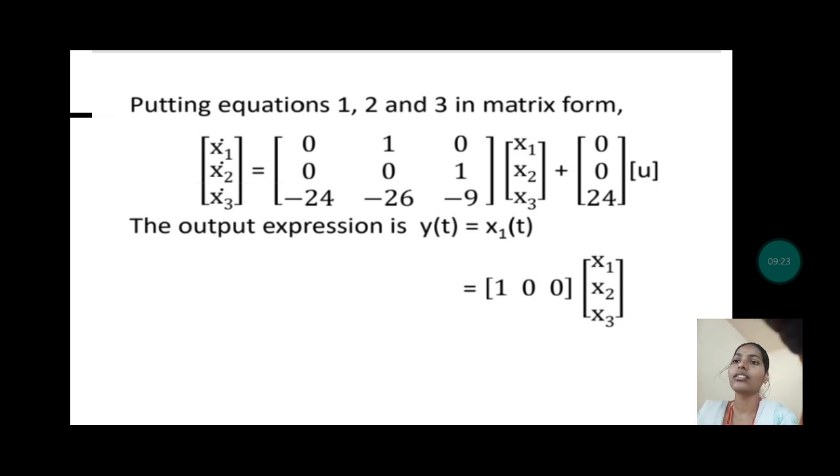The output expression is y of t is equals to x1 of t, that is equals to 1, 0, 0 into x1, x2, x3. That is the final answer.